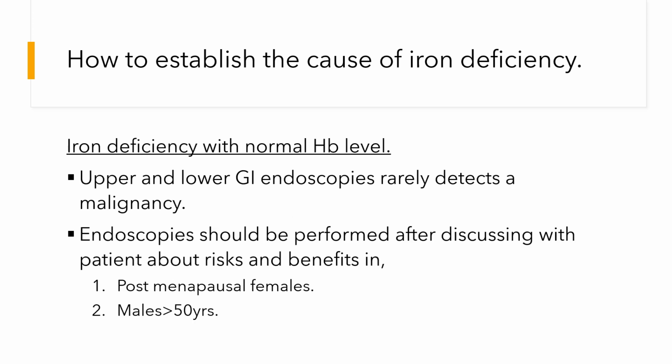What about iron deficiency with normal hemoglobin level? Usually, if the hemoglobin level is normal, even though the patient is having iron deficiency, endoscopy rarely detects a malignancy. If there is a malignancy, the patient is usually anemic. And endoscopy should be performed after discussing the risks and benefits with the patient, in postmenopausal females and males more than 50 years only.